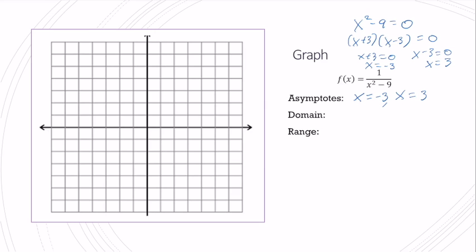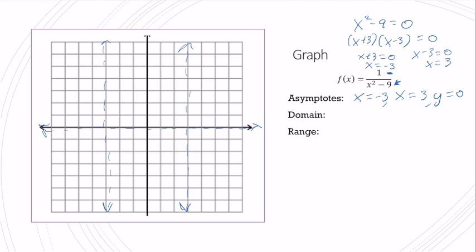I am going to have a horizontal asymptote because the degree of my numerator is less than the degree of my denominator. So I also have an asymptote at y equals 0. So let's go ahead and sketch in our asymptotes. Here I have my horizontal asymptote at y equals 0. Here I have my vertical asymptotes at x equals negative 3 and at x equals positive 3.